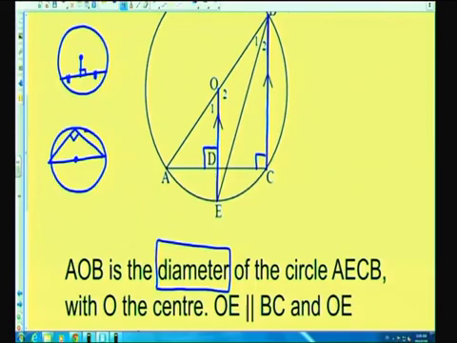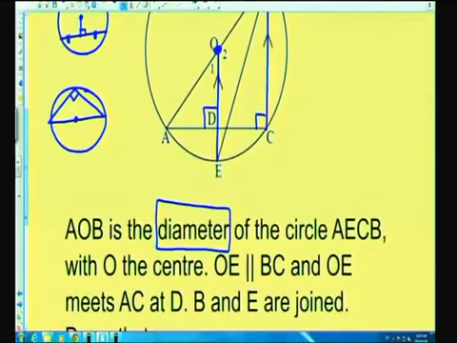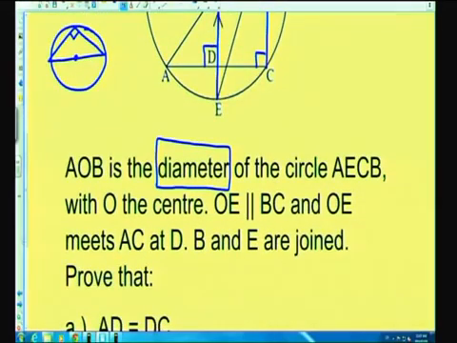Okay, with O the center, well, that is what we sort of preempted. What I like to do to remind myself it's the center is make it nice and fat. We know that OE is parallel to BC, and they tell me that OE meets AC at D. B and E are joined. Prove that. And the first thing they asked me to prove is that AD equals DC.